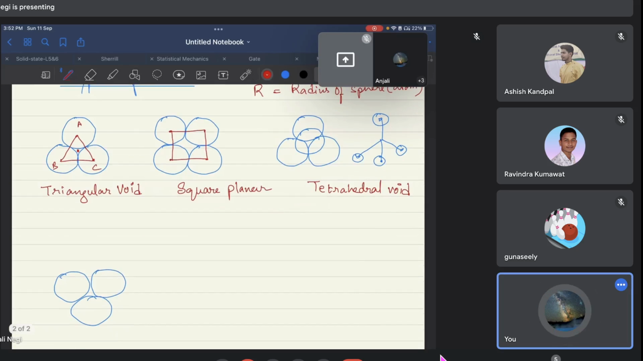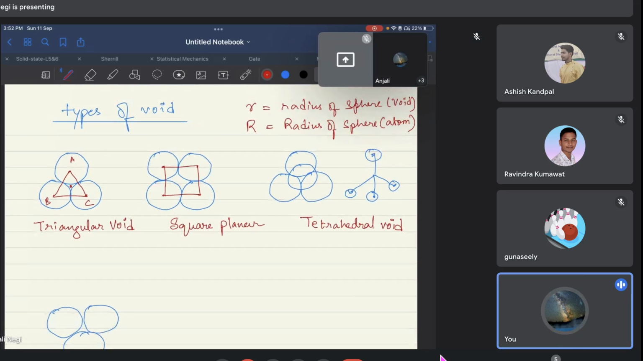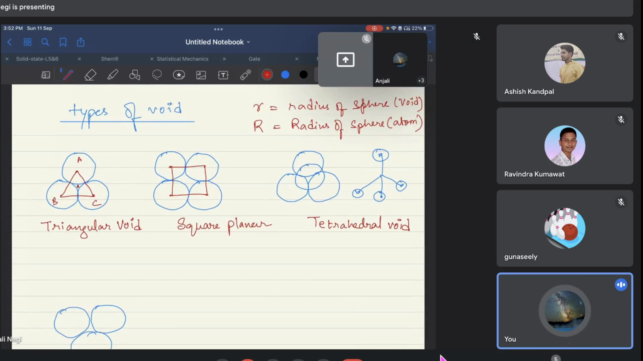To find the ratio of the void, small r and capital R, we have to mathematically make it a problem of these two triangles, and then we will solve it. I am not actually solving it now. If you want to continue, I can show it right now or in a later class.